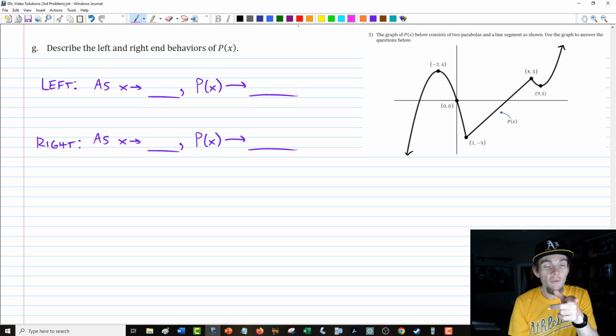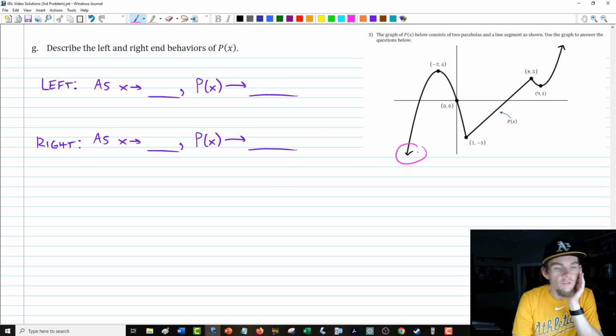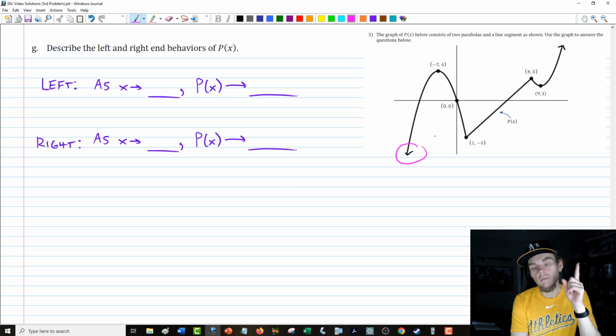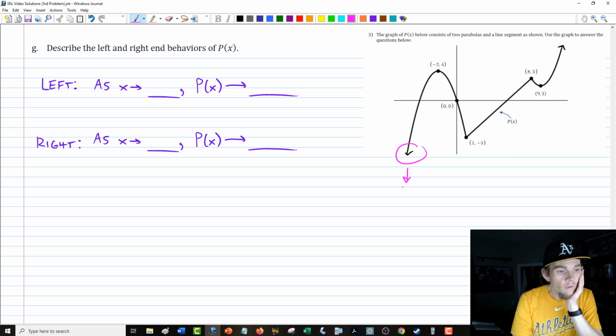For me, it's pointing right. I'm hoping for you it's pointing left. We'll find out. So we're going to go all the way to the left and ask, which direction is this pointing? Is this going up? Is this pointing down? Or is it just going sideways forever, as though it's going to stay stable the entire time? In this case, we are going downward, which means we are approaching negative infinity.